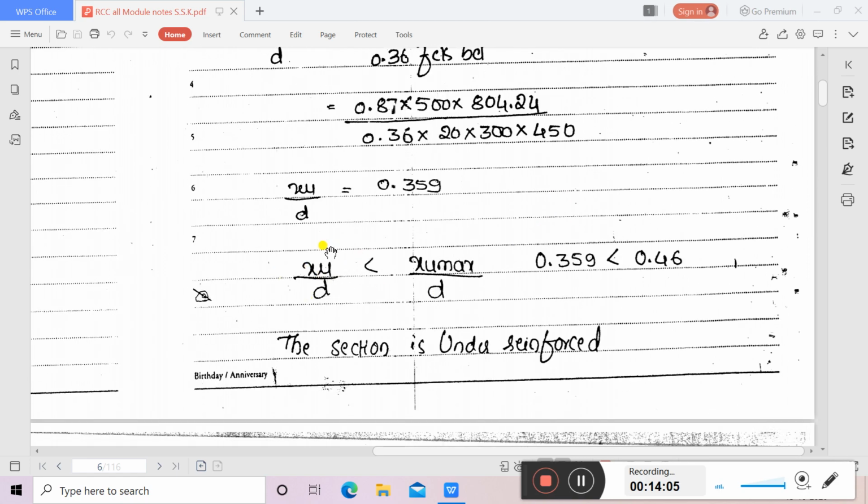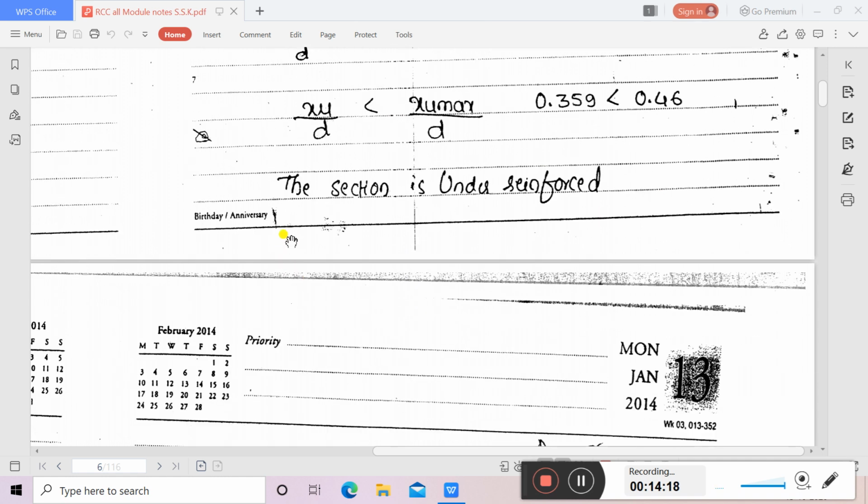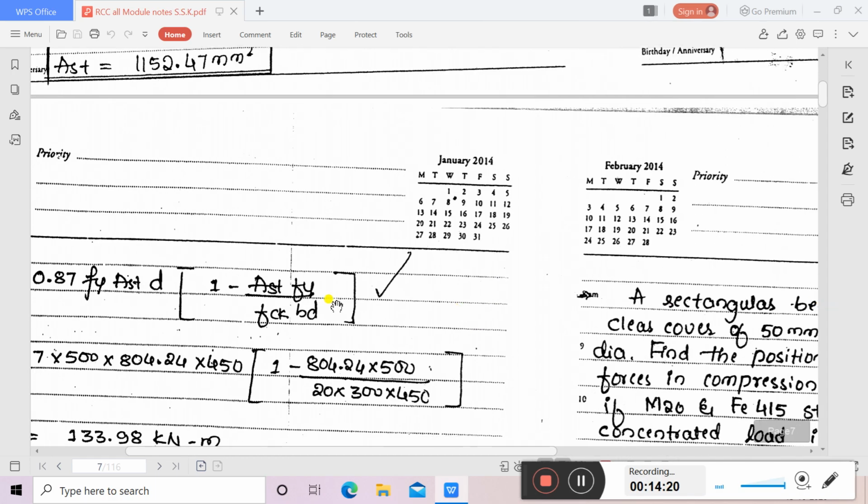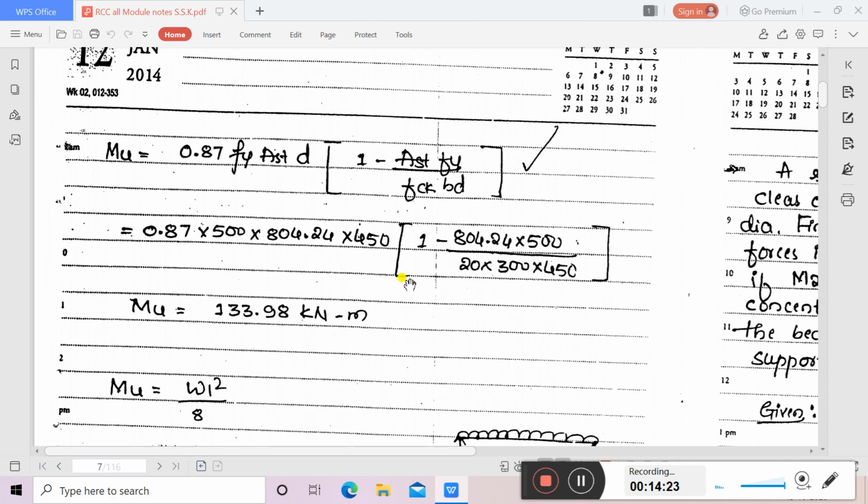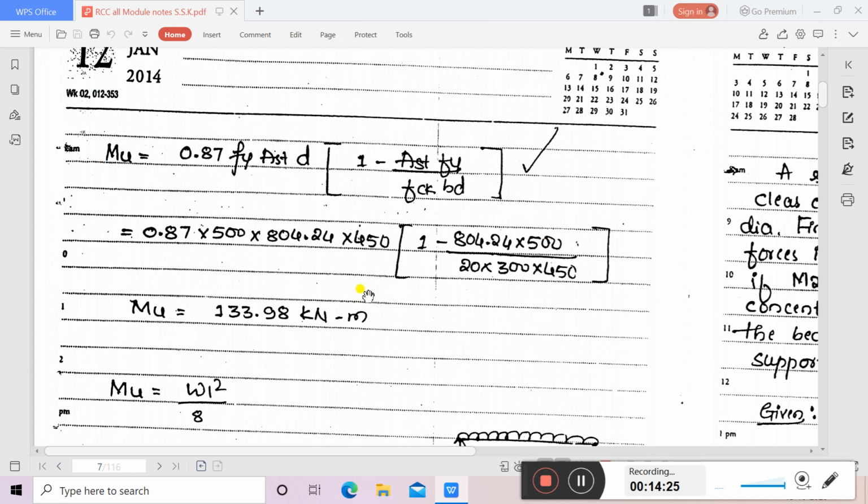Now we have Xu by d less than Xu max by d. We got Xu by d 0.359 and Xu max by d 0.46. It is there in the table as well as in IS 456. So the section is an under reinforced section. For an under reinforced section, which equation is to be used? Already we have derived this equation. You can go through my previous videos also. I'll give the link of those videos in the description below.